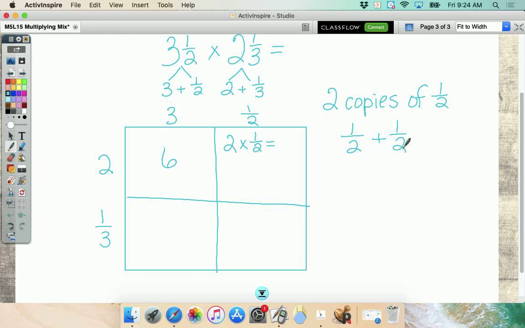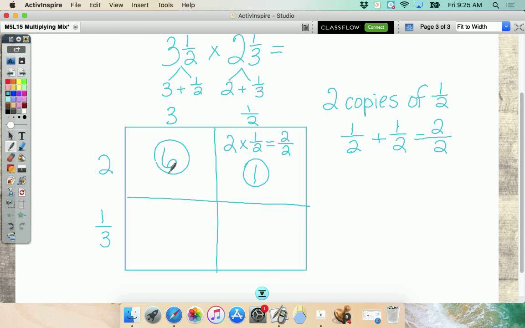Correct? Yeah. So what is 2 copies of 1/2? 2 halves or 1 whole. So 1 plus 1 equals 2. Do I change my denominator? No. So 2 halves, everybody write it, which equals 1 whole. And I'm going to circle those answers.